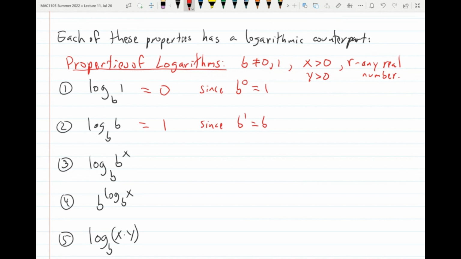Okay, now 3 and 4, this is basically what we discussed earlier, the definition, right? So what's 3 equal to? X. And what's 4 equal to? X as well. In other words, this is just saying that the exponential and the log cancel each other, right? These two follow by definition, since log and exponential are inverse functions.